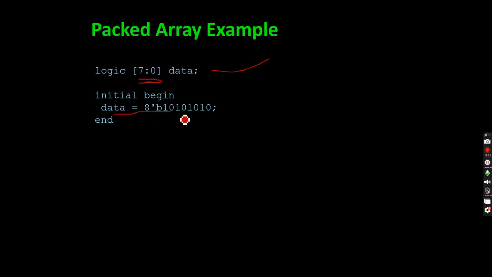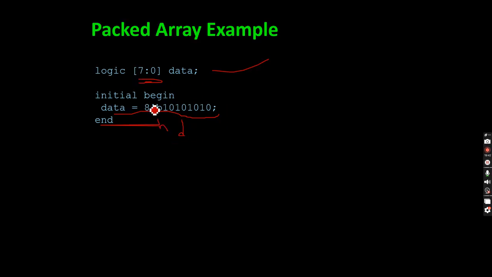All the 8 bits are assigned a default value, some value we are assigning. So we can use decimal also. We can use binary, hexa, anything you can use here. If you want to use hexa, you have to use 'h. If you want binary or decimal, you have to use 'b or 'd like this.